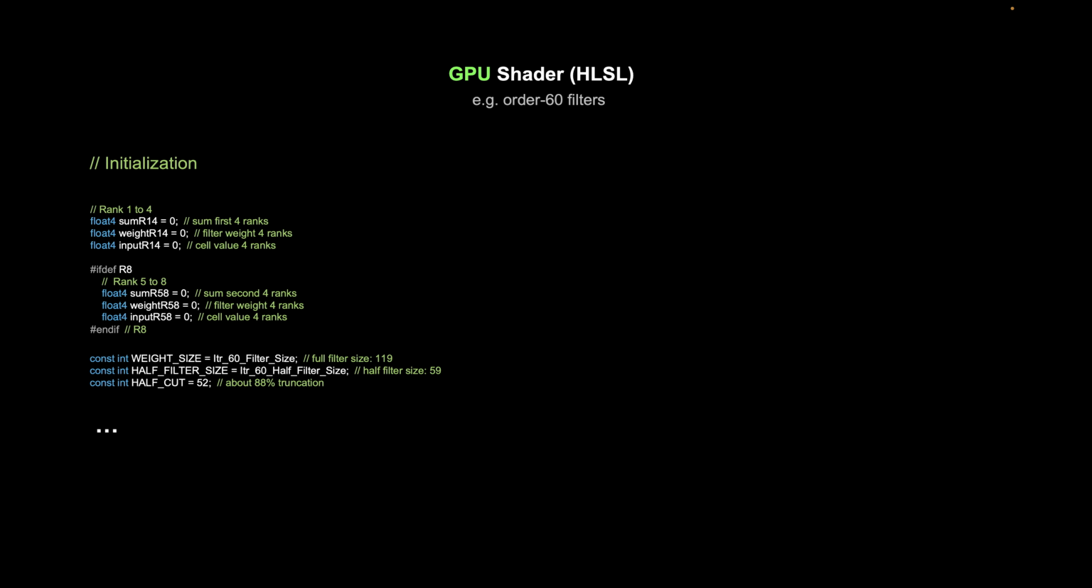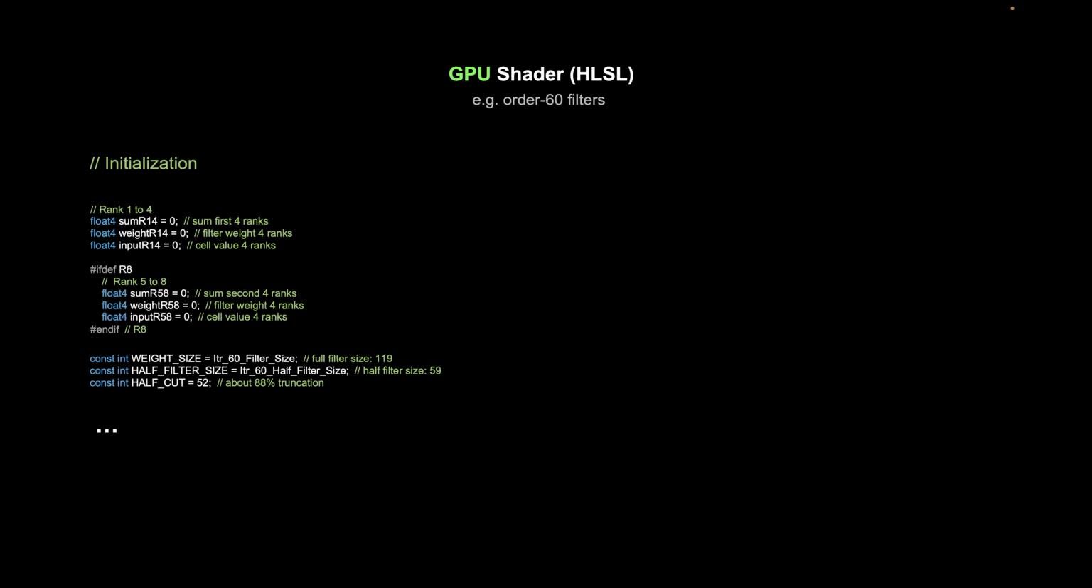To be consistent with our hypothetical example of using 8 ranks, first we need a bunch of float 4 variables to hold the results for convolutions, as well as the filters and the domain samples. We keep them divided into 2 groups, R14 and R58. We define macros to use the same shader for both rank groups. This helps with the speed up because we keep the filter values accessible directly in the same shader instead of sending the data through buffers.